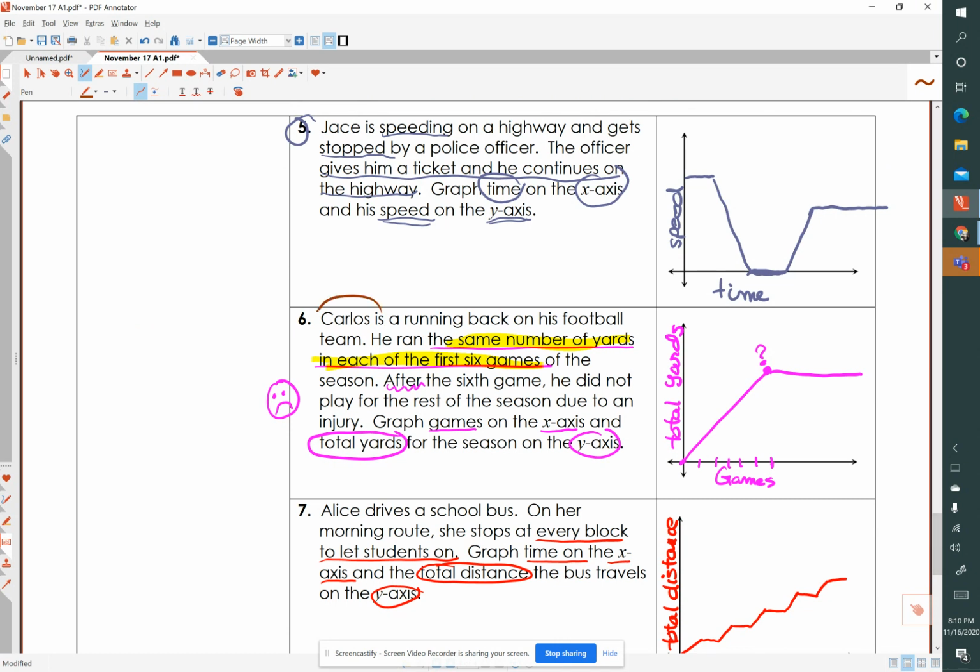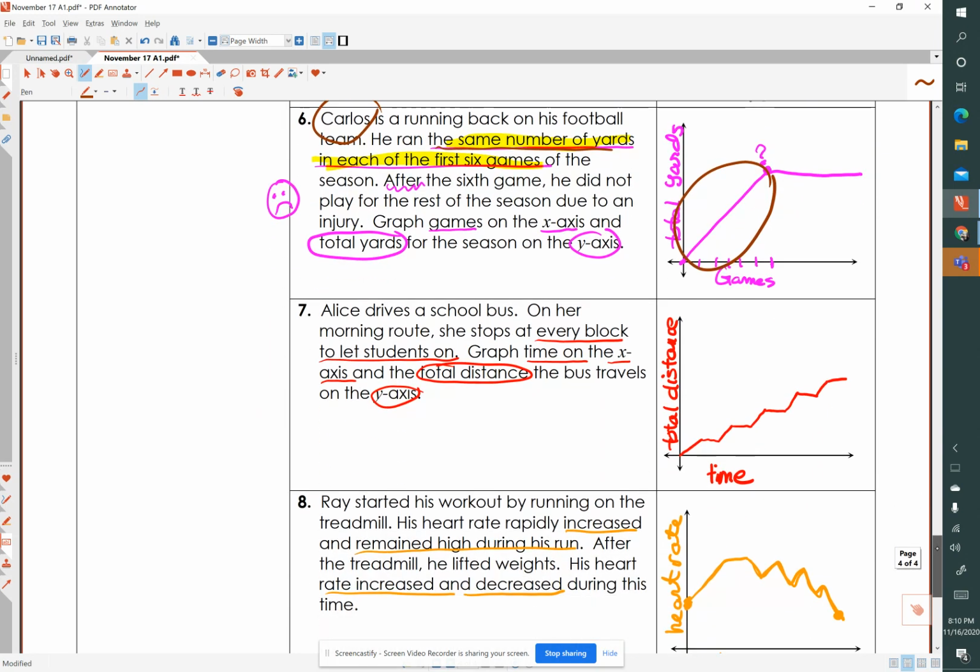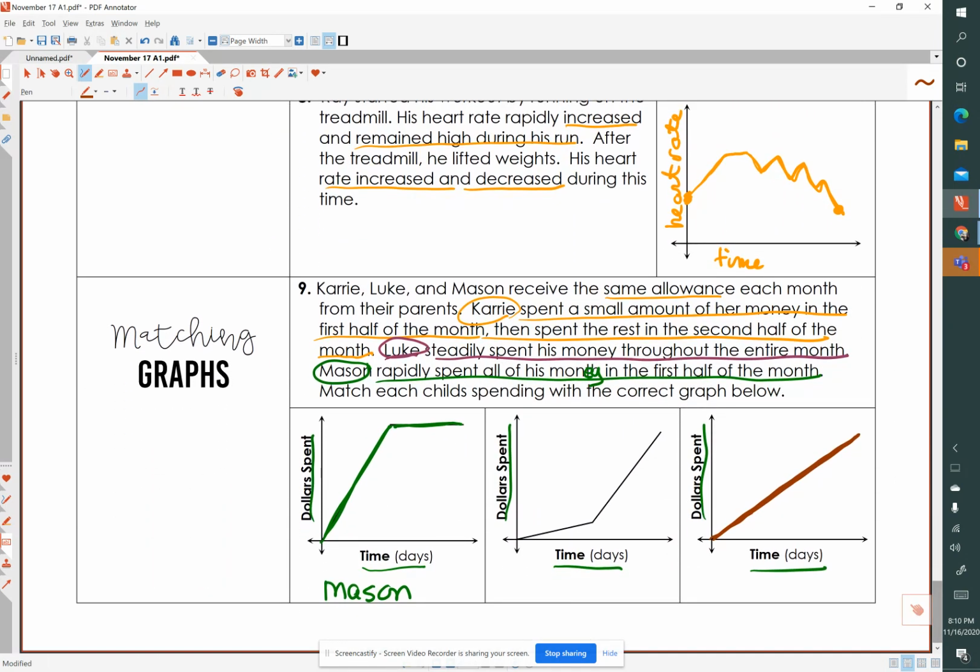when Carlos had the same number of yards in each of his first 6 games. This part of Carlos' graph is a steady increase. And that's what we have here in the graph on the right. So this definitely is Luke's graph.